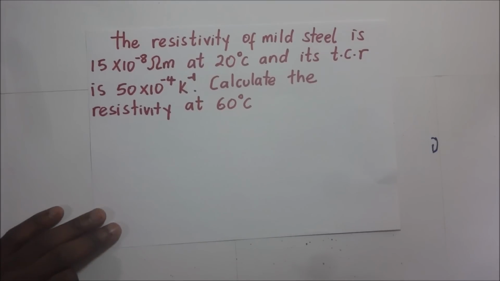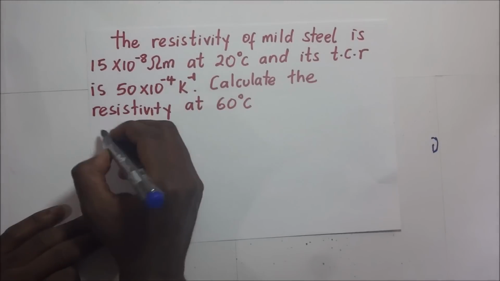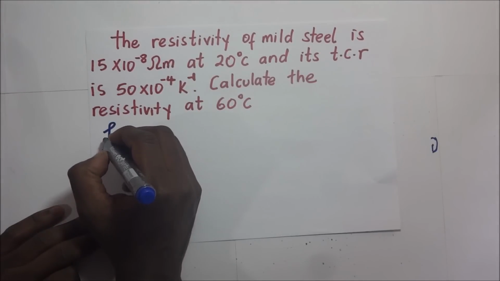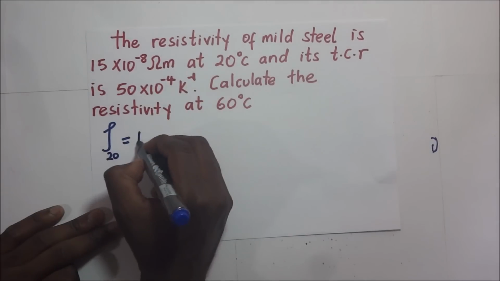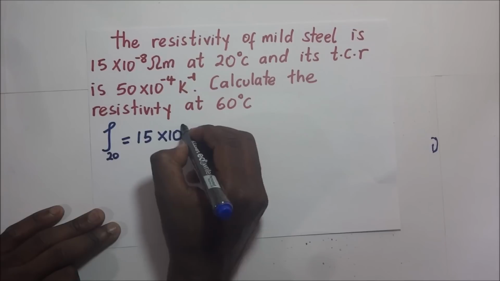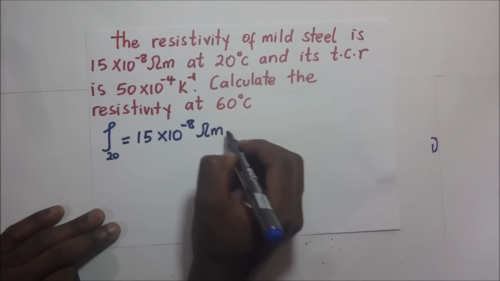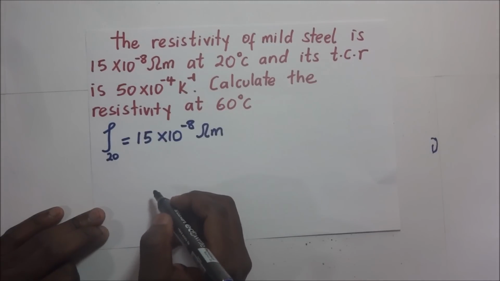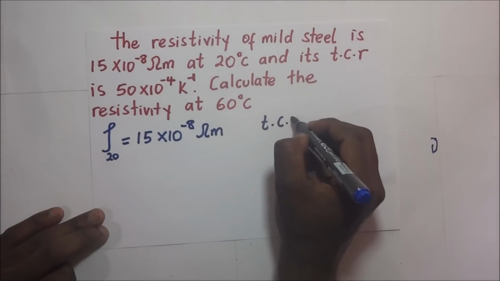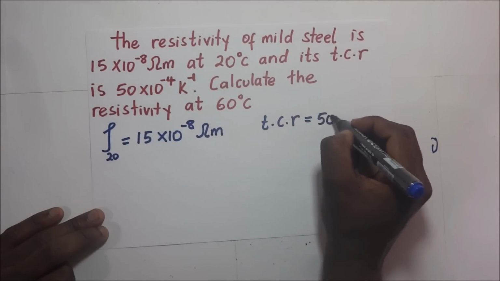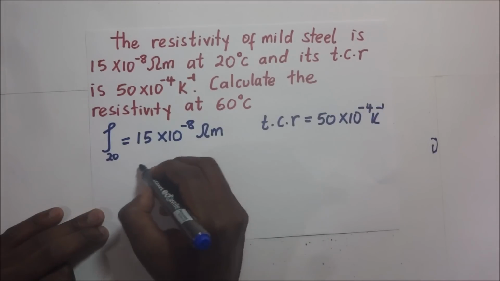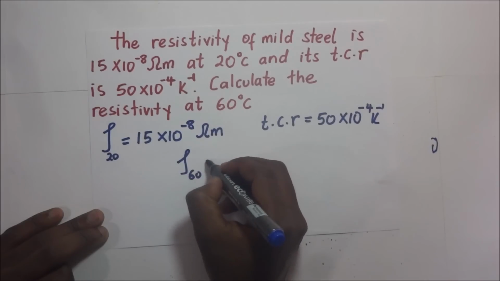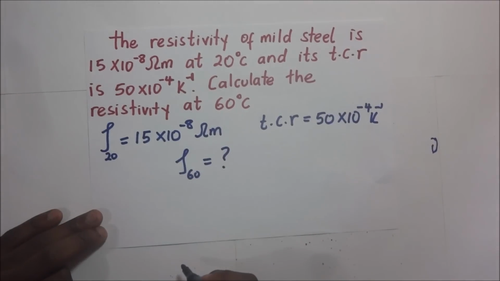Now, if I may summarize this question, we are being told that the resistivity of mild steel at 20 degrees Celsius is 15 times 10 to the power negative 8 ohm meters. And we're also being told that its temperature coefficient of resistance is 50 times 10 to the power negative 4 per Kelvin. So they want us to find the resistivity at 60 degrees Celsius.